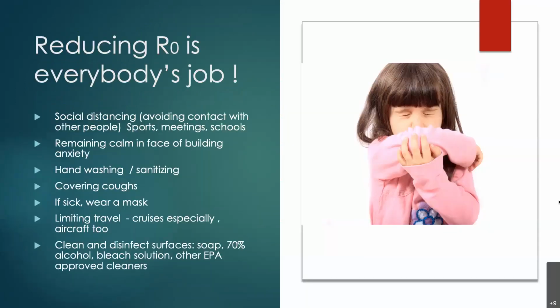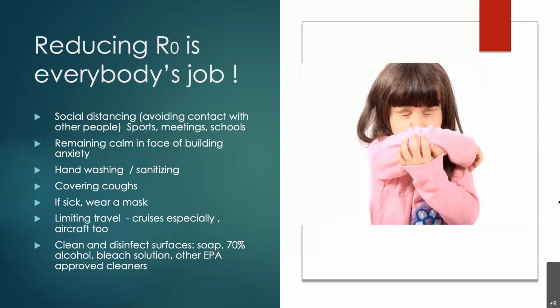So what can we do to impact this? We've talked about social distancing, trying to keep 2 meters, 6 feet, apart because of the way the droplets will fall out of the air. We've talked about remaining calm in the face of building anxiety. Those of us who are health professionals really need to make sure that when people ask us about this, we tell them that we understand this disease.